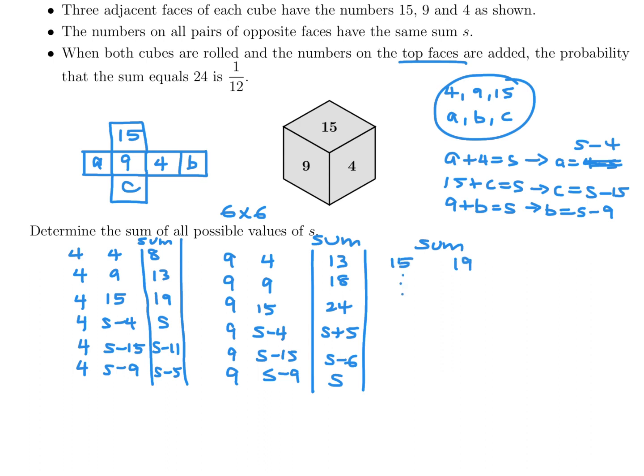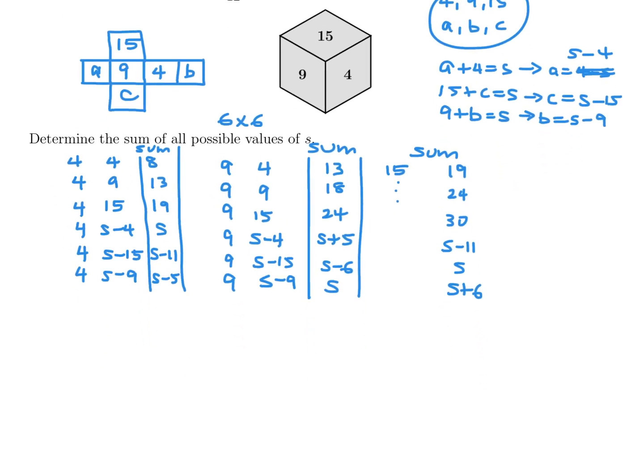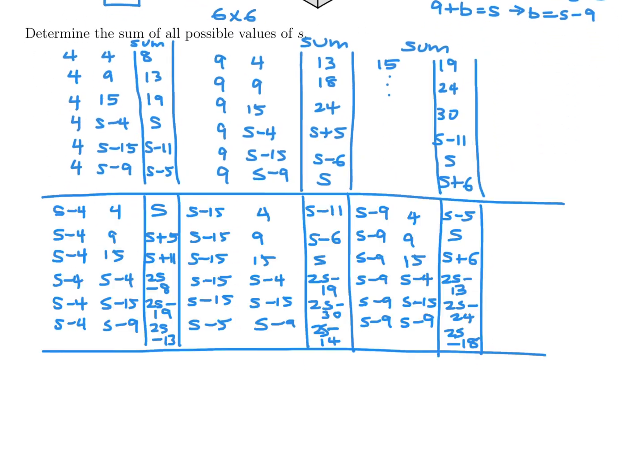That'll be 19, 24, 30, S minus 11, S plus 6, and so on. So let me complete the table, and I'll come back. So I went ahead and filled them all out, just so you have a complete understanding of what's happening. So these are the 36 sums, right? Okay, so let's go back and see what it is that they're asking.